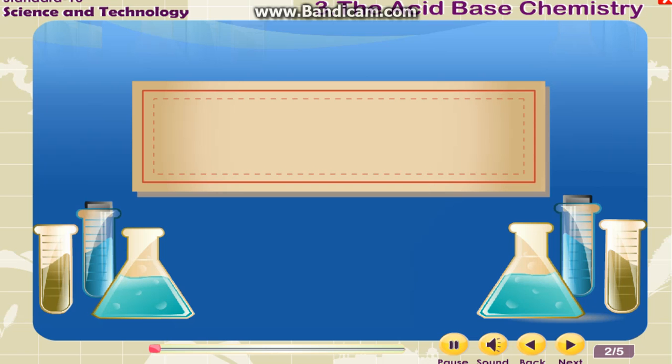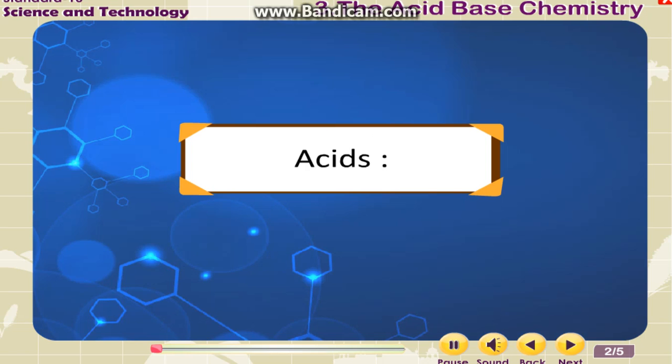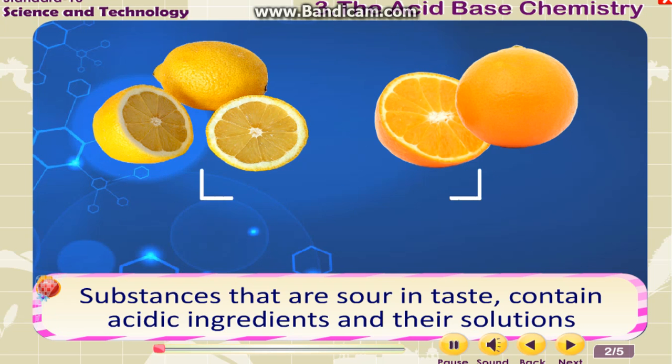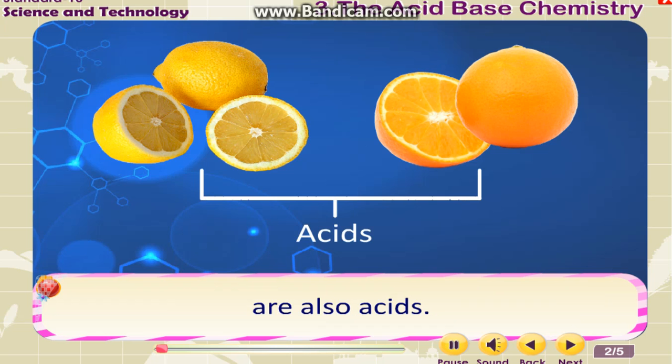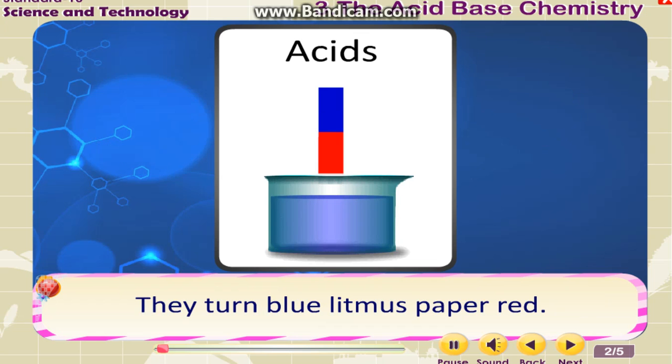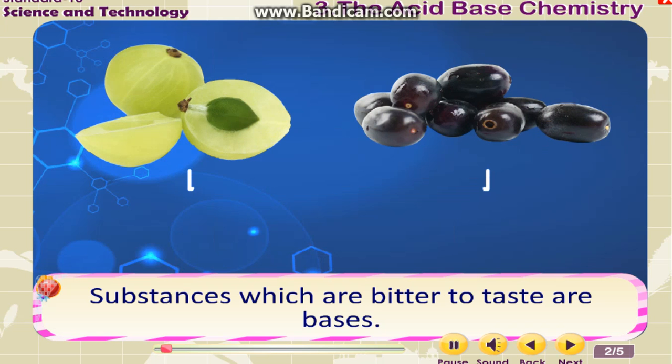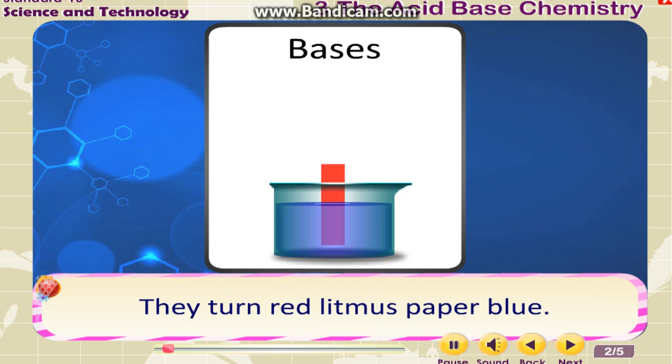Explanation. Acids and bases. Acids. Substances that are sour in taste contain acidic ingredients and their solutions are also acids. They turn blue litmus paper red. Bases. Substances which are bitter to taste are bases. They turn red litmus paper blue.